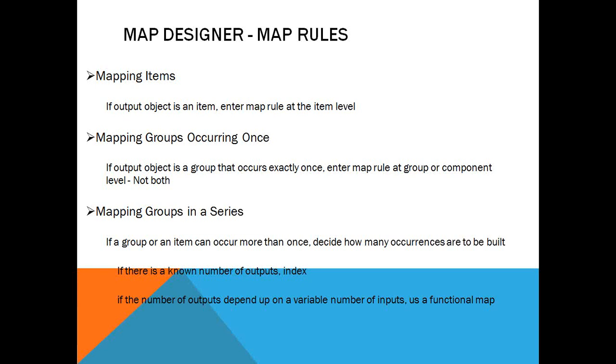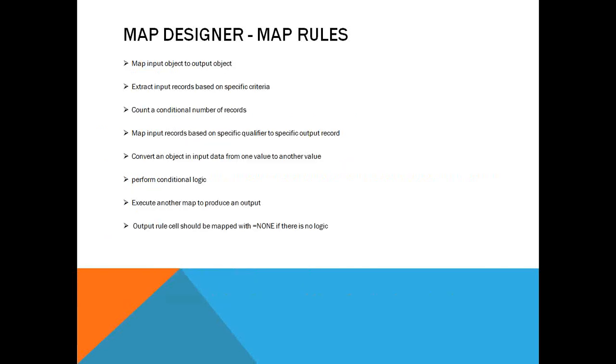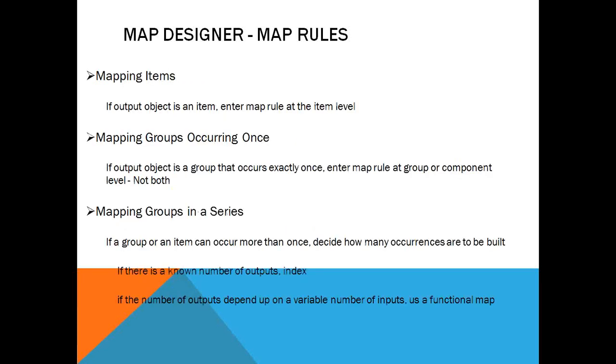So clear? Yes, yes. So map designer maps input data object to output object. Could you repeat that functional map once again? Okay. Yeah. See here, mapping group occurring once.